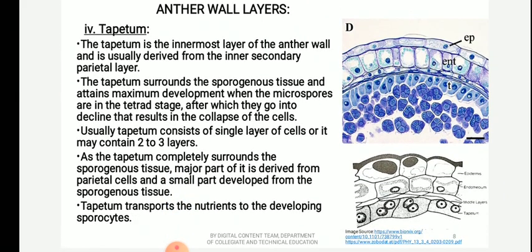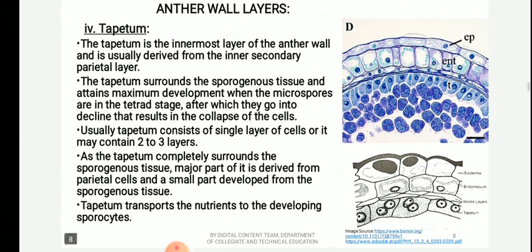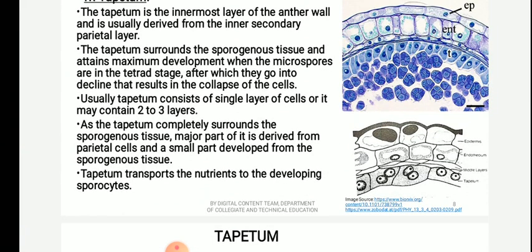The fourth important anther wall layer is tapetum. So the fourth wall layer of the anther, which is physiologically very important, is tapetum. Tapetum is the innermost wall layer of the anther and is usually derived from the inner secondary parietal layer. This we have done in the previous session. So its development, it originates from the parietal layer, and sometimes tapetum may be dimorphic.